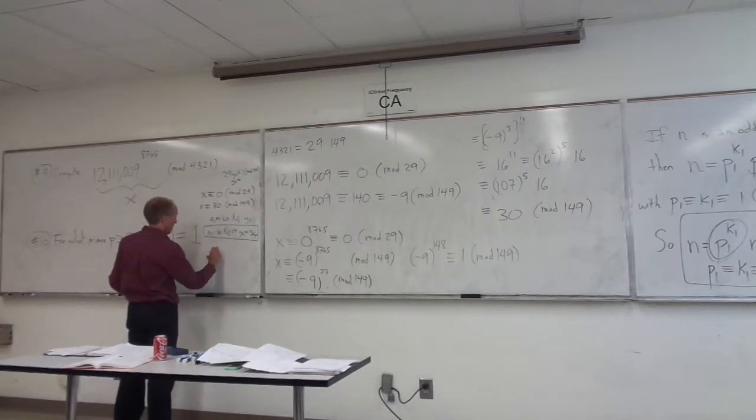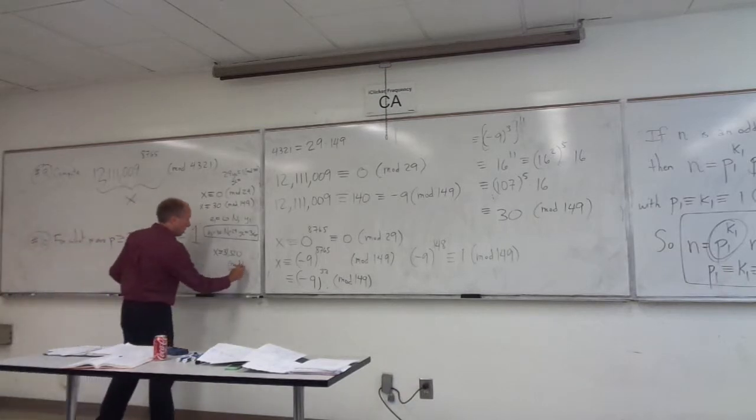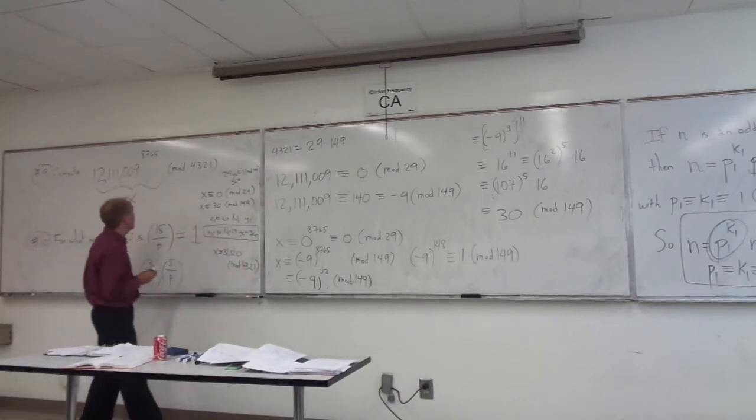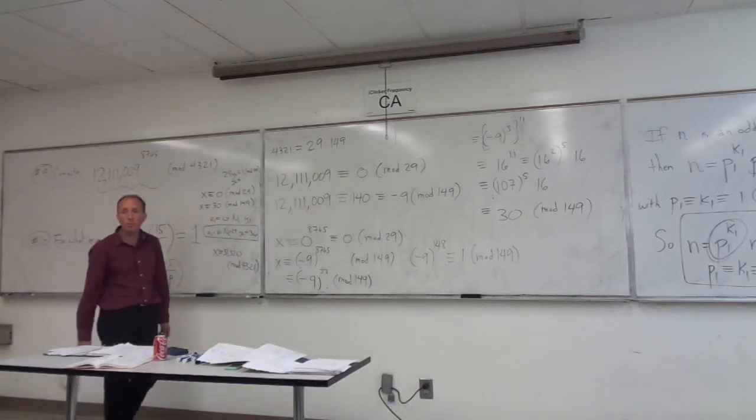So x is congruent to 31,320, and that will be modulo 4321. So we want the remainder. Come up with an answer that's less than 4321.